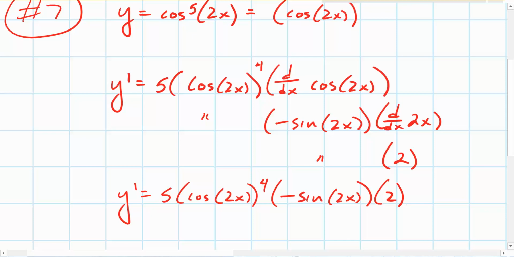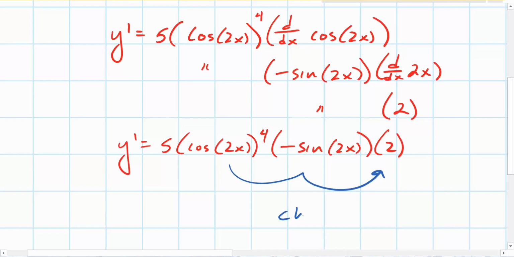Could you simplify that a little bit? Yes, but that shows me all the pieces. Many of you had one of the pieces, two of the pieces, and I only think one of you had all three of the pieces. You have to be careful about it. So what rule did you have to use twice here? We used the chain rule twice. You have to be super careful.